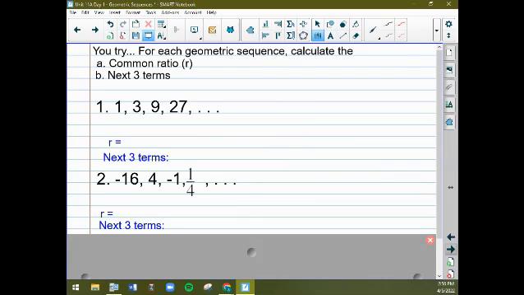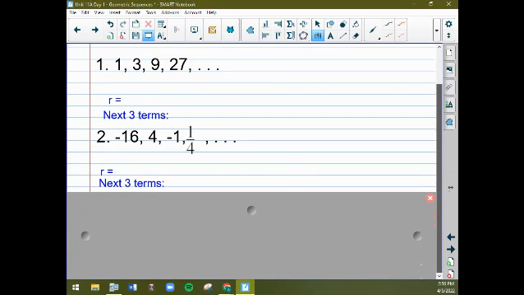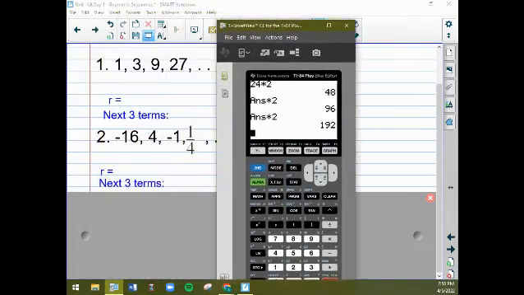So now what we're going to do is find the common ratio and the next 3 terms. We're going to skip example 1 and do example 2, because we're going to be dealing with some negatives, so I can show you how to find that.